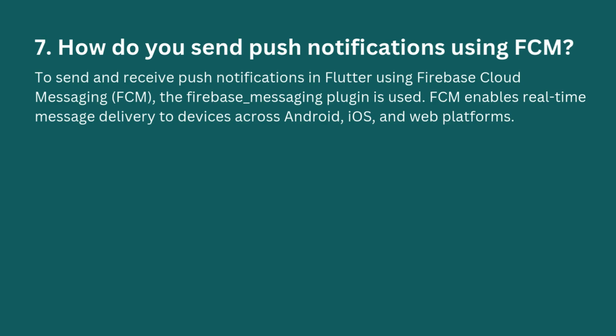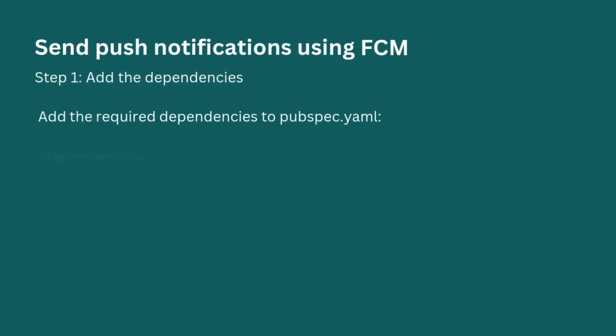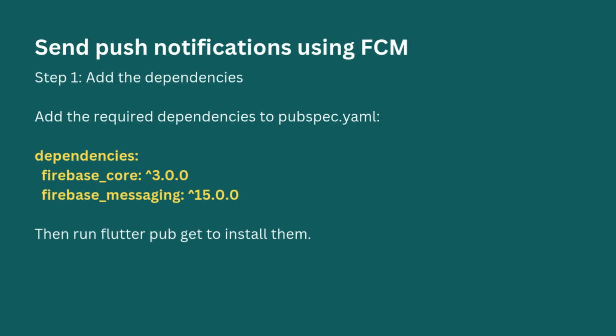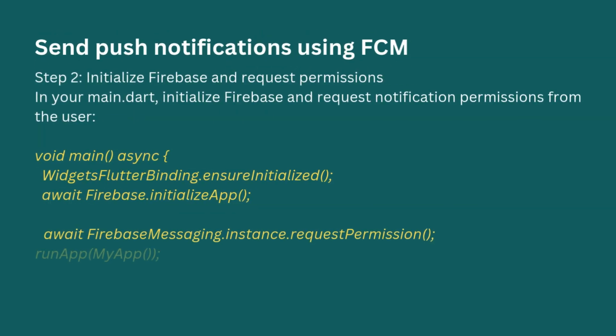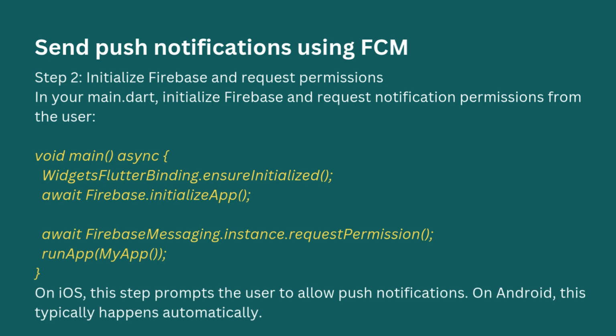To send and receive push notifications in Flutter using Firebase Cloud Messaging, the firebase_messaging plugin is used. FCM enables real-time message delivery to devices across Android, iOS, and web platforms. Step 1. Add the required dependencies like firebase_core and firebase_messaging to pubspec.yaml, then run flutter pub get to install them. Step 2. Initialize Firebase and request permissions. In your main.dart, initialize Firebase and request notification permissions from the user. On iOS, this step prompts the user to allow push notifications. On Android, this typically happens automatically.